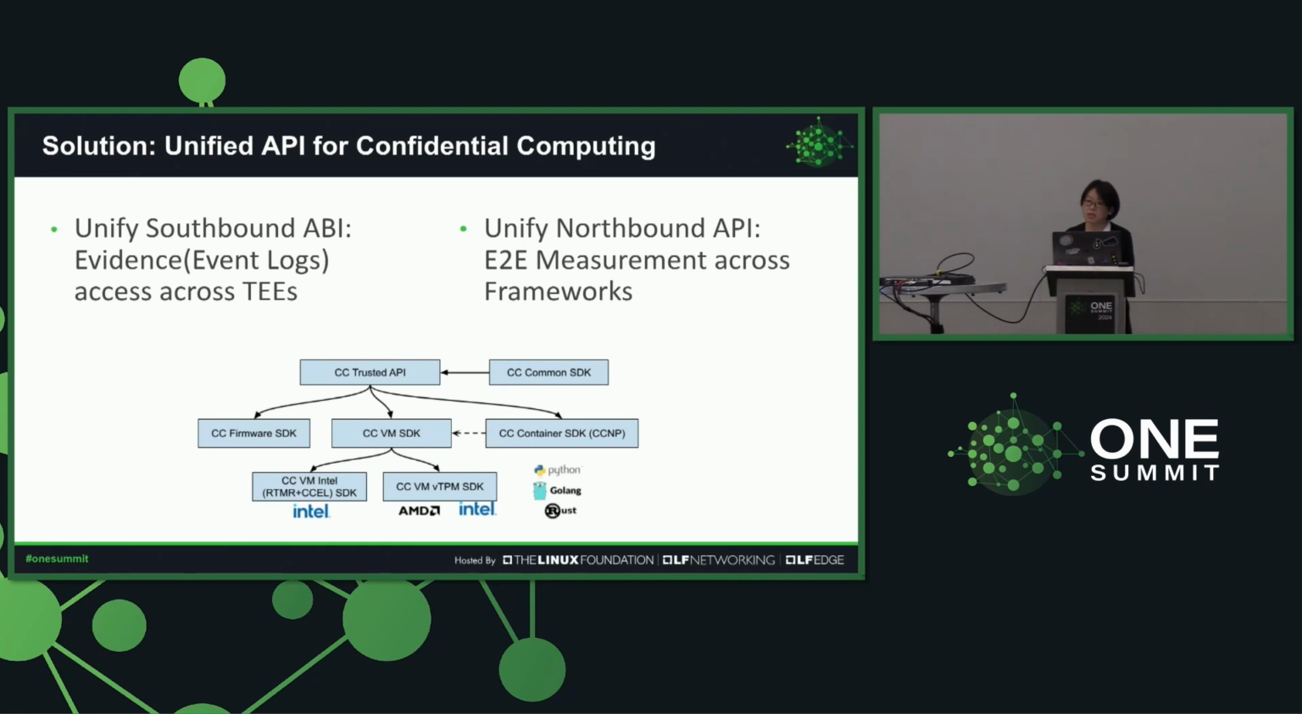So our solution here is that we, together with Intel, AMD, and ARM, build a unified API for confidential computing, which means we have a unified southbound API, the evidence application binary interface, for the event logs to access across the different TEE hardwares. And then on the northbound API, we have end-to-end measurement across the different frameworks.